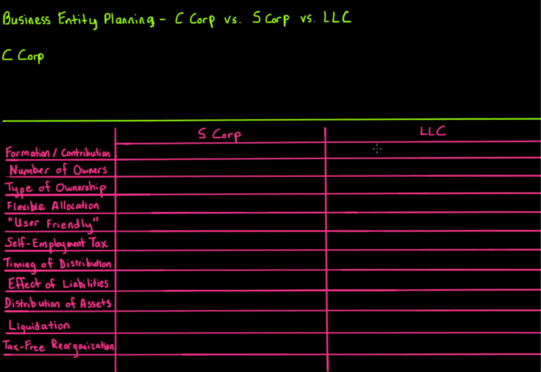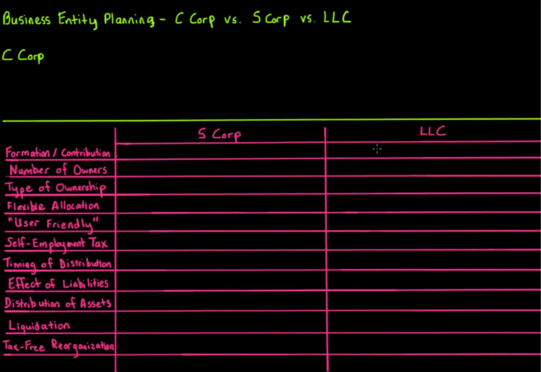In this video, we'll discuss basic business entity planning. Now, this is a really interesting topic. We're going to be talking about why somebody might consider choosing a C corporation versus an S corporation versus an LLC when they initially start a business, or they can change later on with respect to tax reasons.